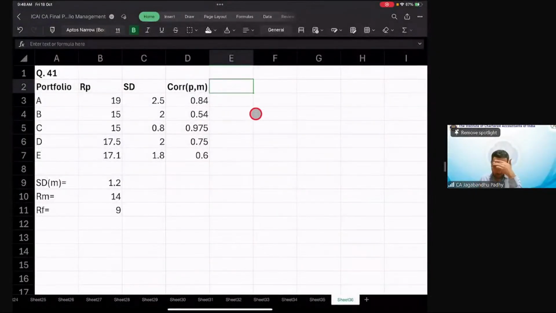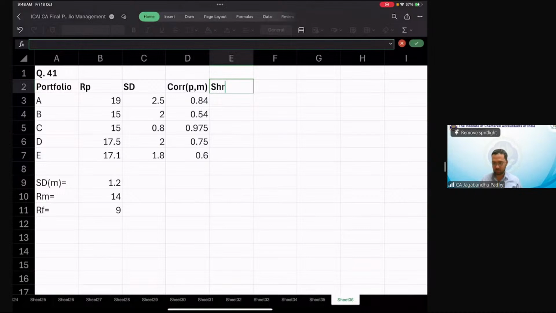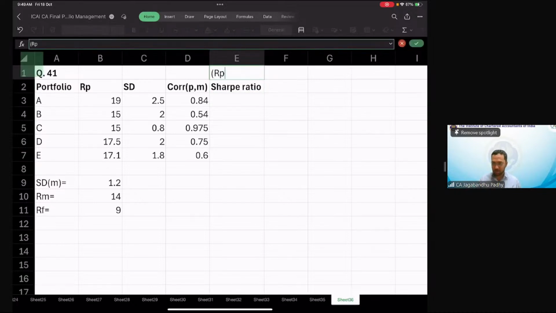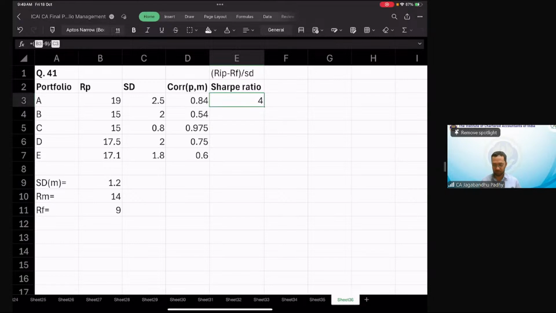So let's compute the Sharpe ratio. As stated, the Sharpe ratio takes into account the return of the portfolio in comparison with the risk-free rate, and we divide it by standard deviation. So Sharpe ratio is computed as return of portfolio minus the risk-free rate, which is 9, divided by standard deviation.